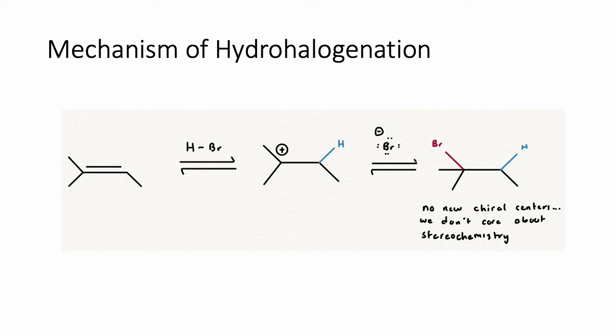So let's discuss the mechanism for hydrohalogenation, and it's actually super easy. So step 1 is proton transfer with my pi bond acting as a base, and step 2 is a nucleophilic attack where my bromine attacks the carbocation, and that's basically it.